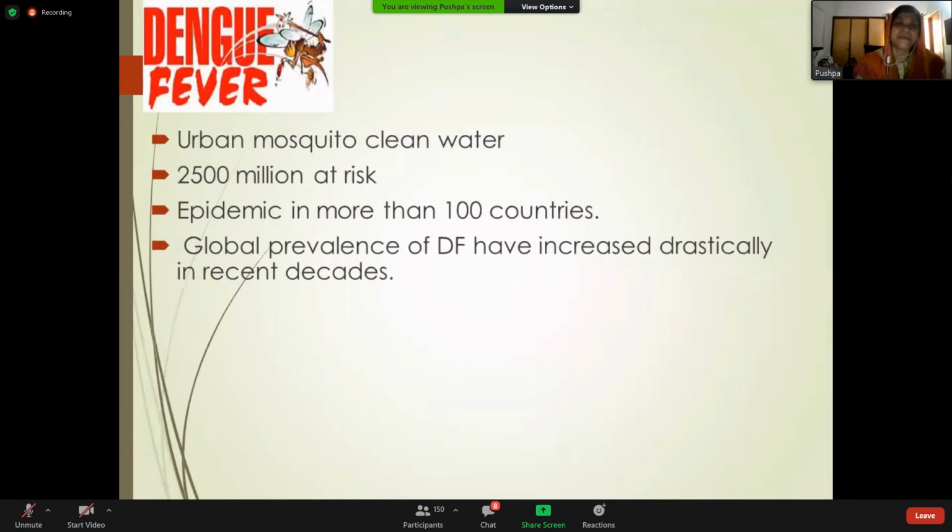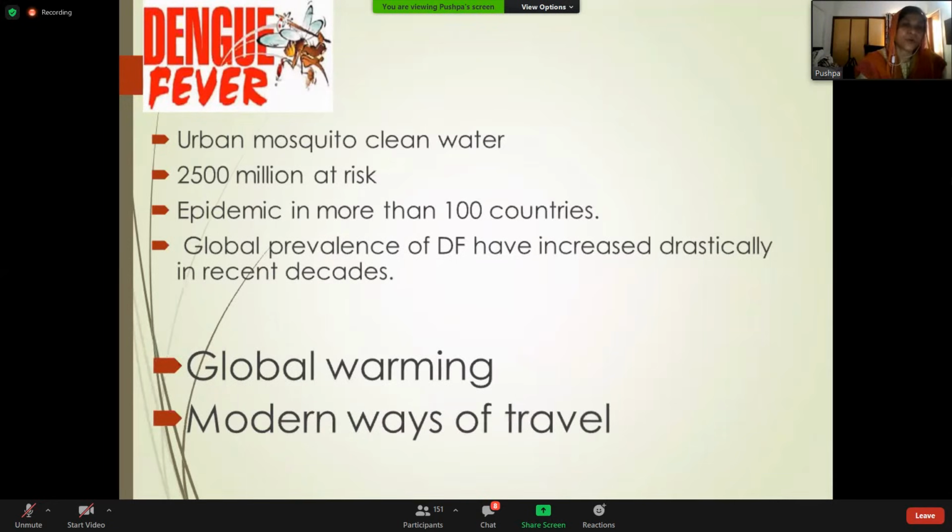Global prevalence of dengue fever. Whenever DF is written, that means dengue fever or classic dengue. And when DHF is written, that is dengue hemorrhagic fever, which is another form we will discuss after that. So why is it happening? Because of global warming, and people are traveling from one country to another frequently because of air travel and everything, and then these diseases are being transmitted.